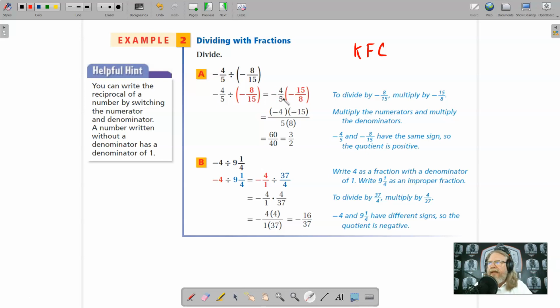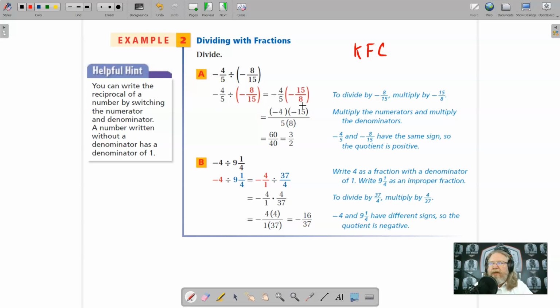So let's go ahead and rewrite this, numerators over denominators. So negative 4 times negative 15. See what I'm talking about? How the negative sign kind of jumps up into the numerator here. The negative sign just jumps right up into that numerator there whenever they rewrote it. So negative 4/5 becomes negative 4 over 5. Negative 15/8 becomes negative 15 over 8.